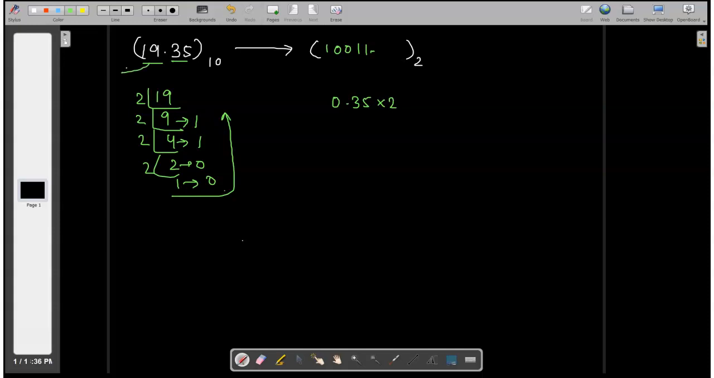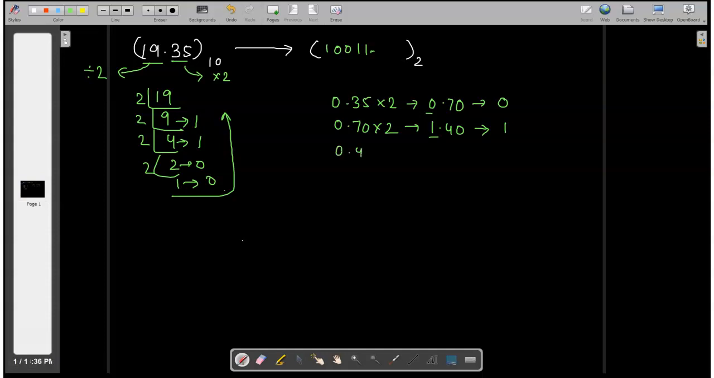Here we were dividing it with 2. Here what are we going to do? We are going to multiply it with 2. So 0.35 into 2. What are you going to get? You will get 0.70. So my digit will be 0. Now 0.70 into 2. What are you going to get? 1.40. So before the decimal, we have number 1. Now I'll take 0.40 from here.